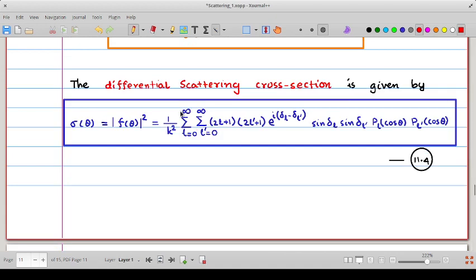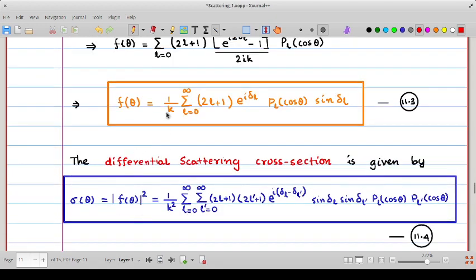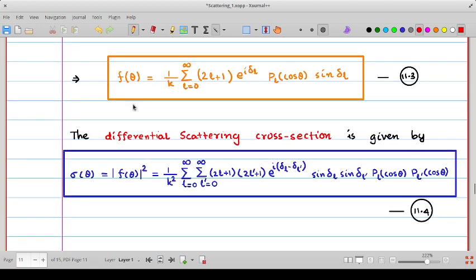Now the differential scattering cross section is equal to the mod square of the scattering amplitude. So taking the mod square of this, we will get 1 by k square, then sum over L running from 0 to infinity, L dash running from 0 to infinity, and (2L plus 1) times (2L dash plus 1) e to the power i (delta_L minus delta_L dash), then the factors of sine delta_L times sine delta_L dash, then the Legendre polynomials P_L(cos theta) times P_L dash(cos theta).